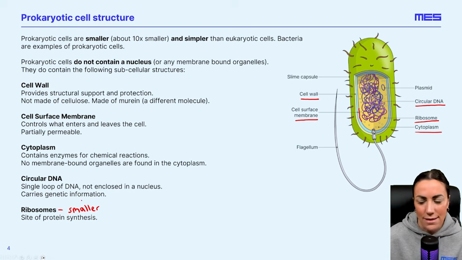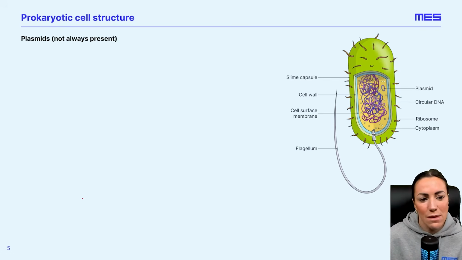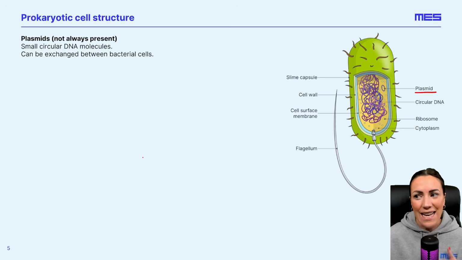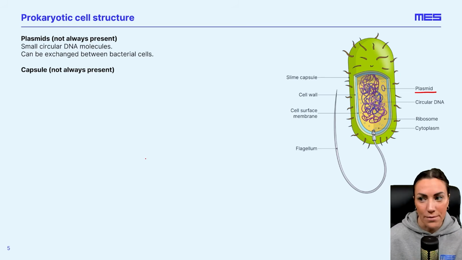Let's have a look at some of the structures that could be found in a prokaryotic cell, but are not always present. So most prokaryotic cells have plasmids. You can see a plasmid here. There's only one in this bacterial cell, but there might be multiple plasmids. And these are smaller loops of DNA, so small circular DNA molecules, and they can be exchanged between bacterial cells, so they can transmit genetic material from one bacterial cell to another.